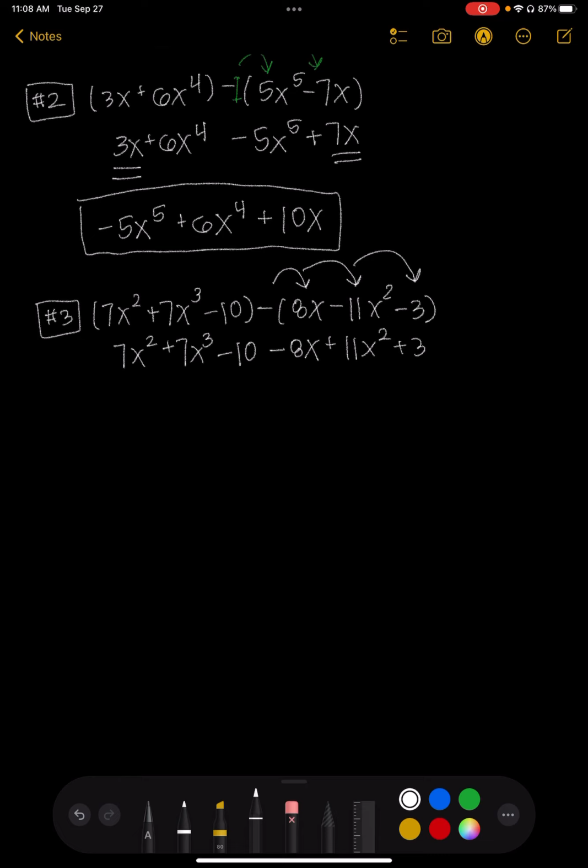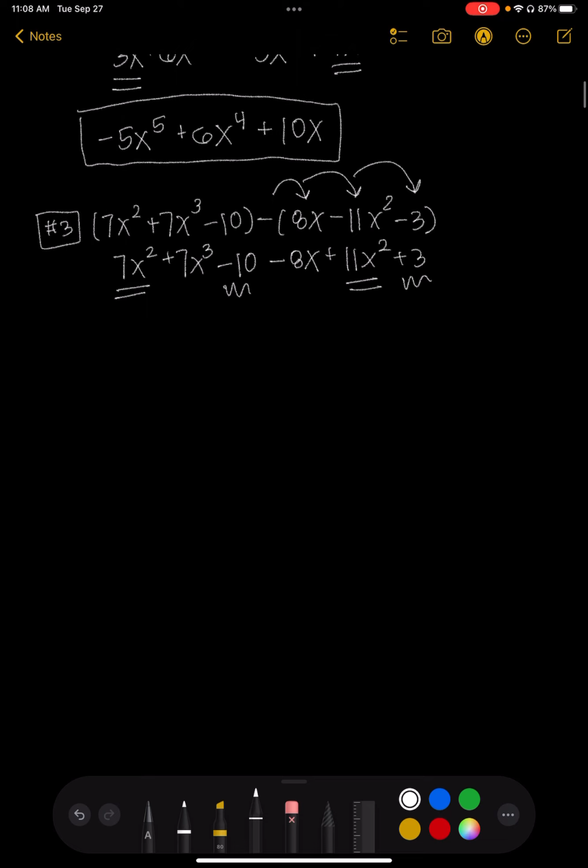All right, now we're going to underline our like terms. I see a 7x squared and an 11x squared. Then I see a negative 10 and a positive 3. And that's it, because the x cubed doesn't have any other like terms, and then just regular x doesn't have any other like terms. So when we write it in standard form, we start with the highest exponent, which is x cubed in this case.